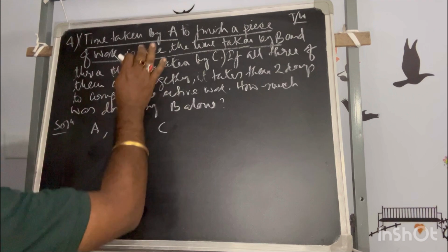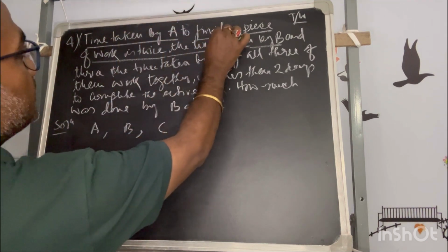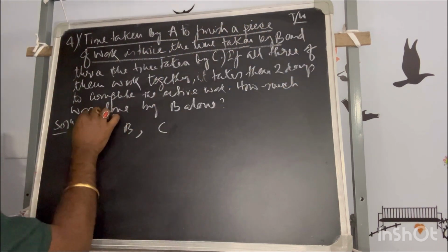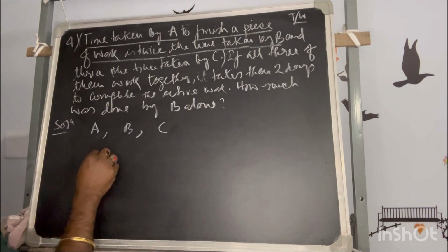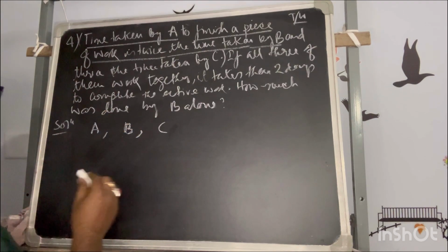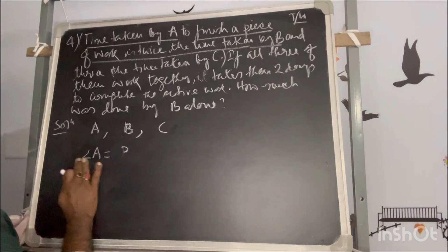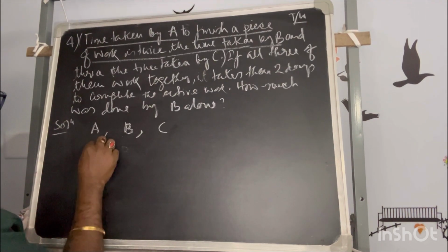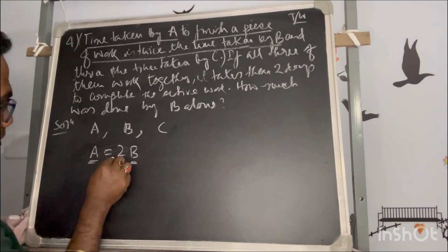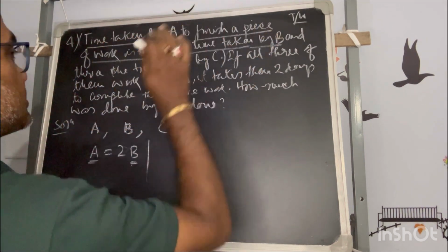Let me understand this statement first. So which one is more? Time taken by A to finish a piece of work is twice the time taken by B. That means A has taken more time than B. So what could be the relation? Whether B is high or A is high, definitely A is high. So how much is high? Now if I establish the relation, A is equal to twice of B, meaning whatever time B has taken, A has taken twice of that. So this is the first relation according to the first statement.